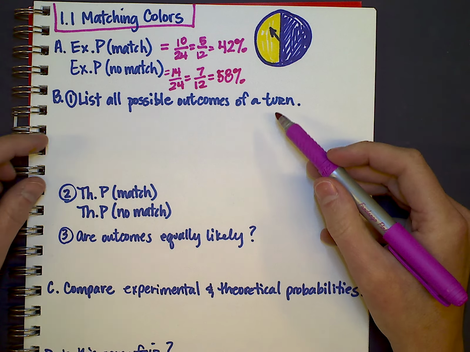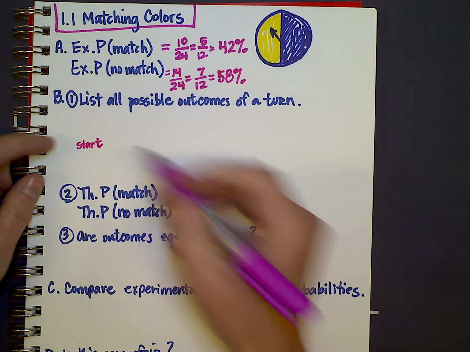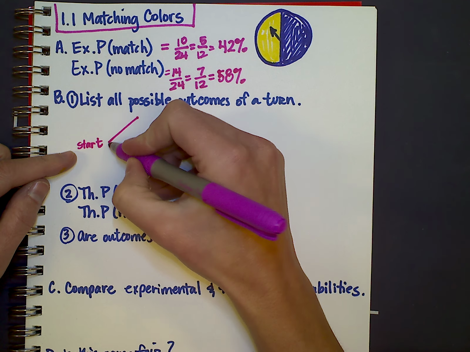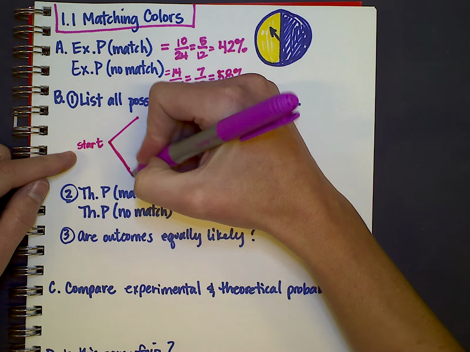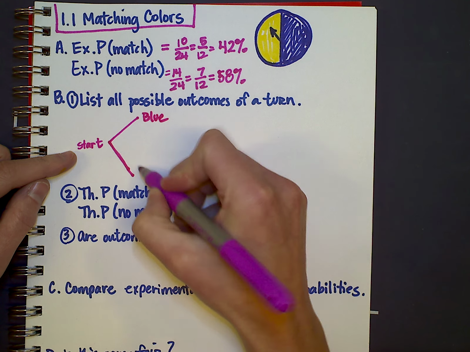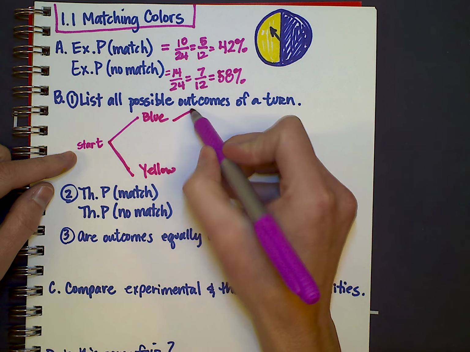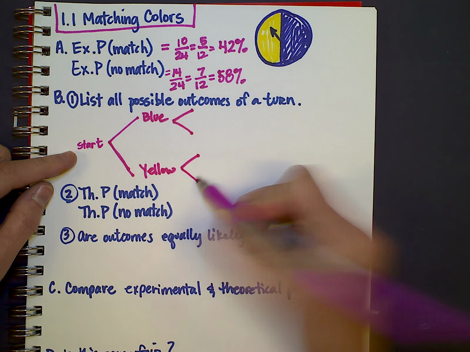All right, so now I'm going to list all the possible outcomes of a turn. To do that, I'm going to make a counting tree. And to make a counting tree, I always like to start with the word start. And then I'm going to have branches to represent the first spin. On the first spin, of course, I could have landed on a blue or a yellow. Now I'm going to have branches that come off of each of those to represent the second spin.